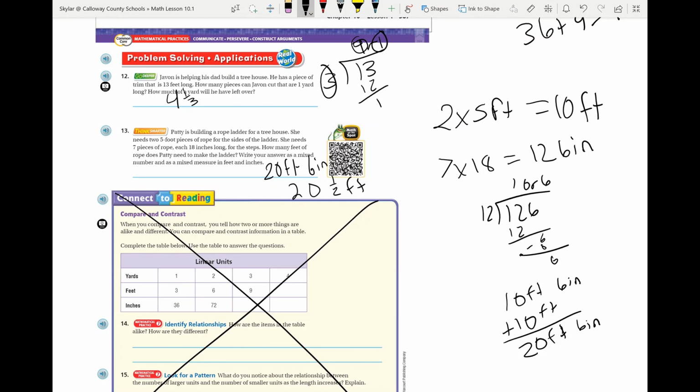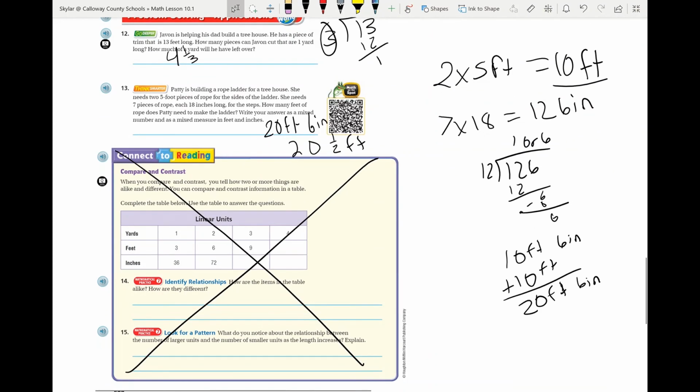For number 13, you could have either gotten 20 feet and 6 inches or 20.5 feet. Because 6 inches is half of a foot. It takes 12 inches to make a foot, so 20.5. And here's how I got that. Patty is building a rope ladder for a treehouse. 2 5-foot pieces. We already did that to get our 10 feet. Then 7 times 18 to get you 126. You can turn that into feet by dividing 126 by 12, and that gives you 10 remainder 6. So that means 10 feet and 6 inches. So 10 feet and 6 inches plus 10 feet is just 20 feet and 6 inches.